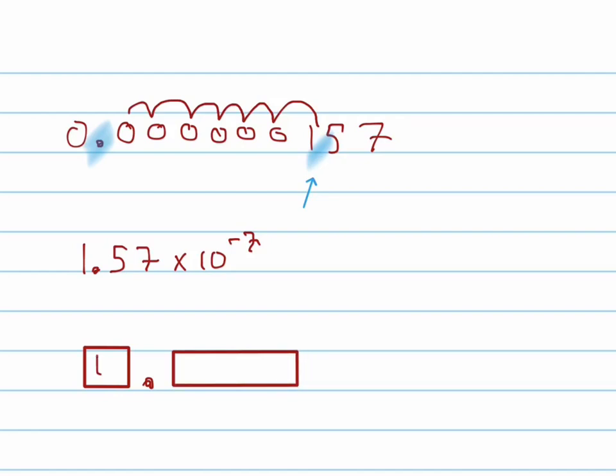So this is one number. This could be a bunch of numbers. I'll put numbers times 10 to, and then however many times you move the decimal. Move. It's really not hard once you understand it.